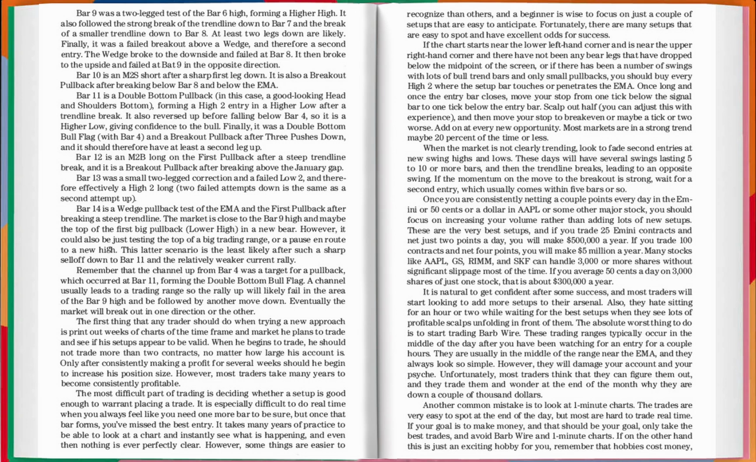Bar 11 is a double bottom pullback, in this case, a good-looking head and shoulders bottom, forming a high 2 entry and a higher low after a trendline break. It also reversed up before falling below bar 4, so it is a higher low, giving confidence to the bull. Finally, it was a double bottom bull flag with bar 4 and a breakout pullback after 3 pushes down, and it should therefore have at least a second leg up.